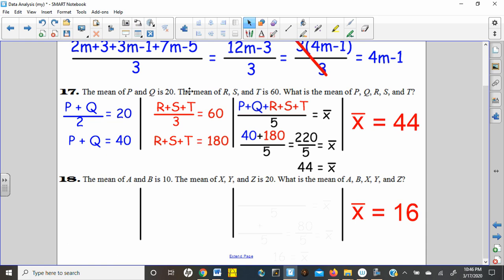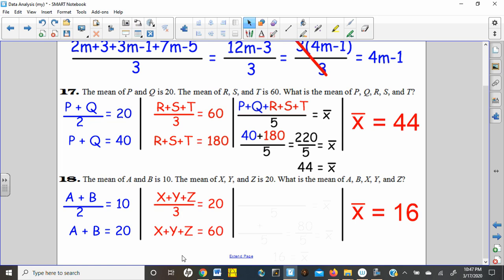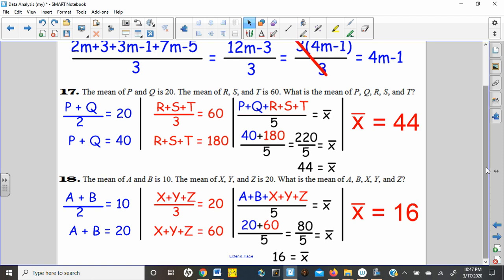Notice that exactly halfway between 20 and 60 is 40, but there were more scores that average 60 than average 20, which is why we're a little bit above that 40. Watch this. This is the same type of math, just different numbers. A and B have to add up to 20. X, Y, and Z have to add up to 60. So that means A plus B plus X plus Y plus Z has to add up to 80, right? And then 80 divided by 5 is exactly 16.